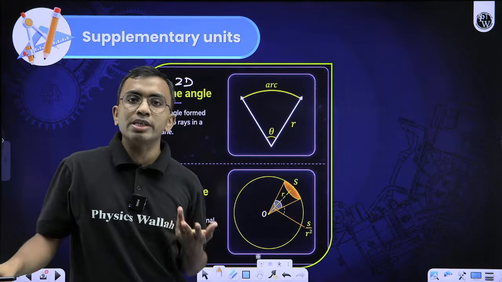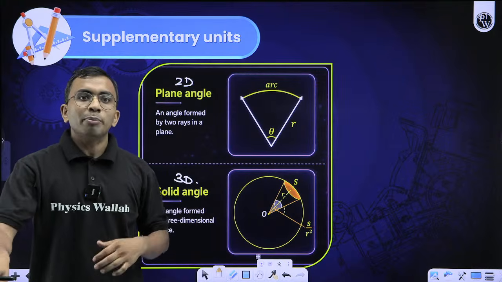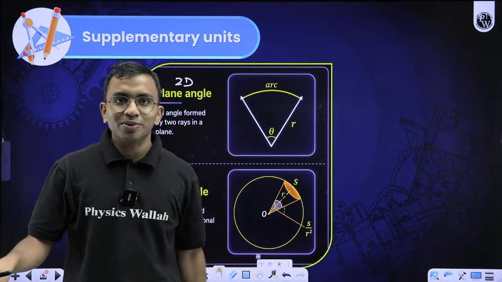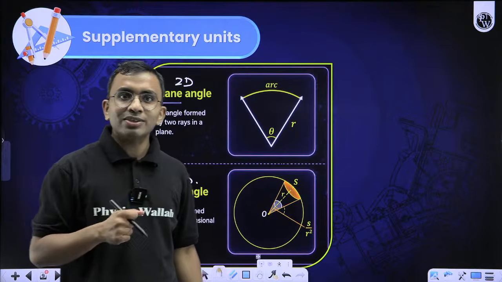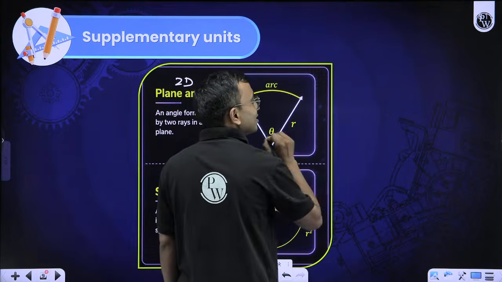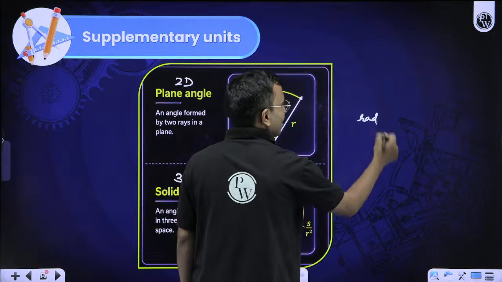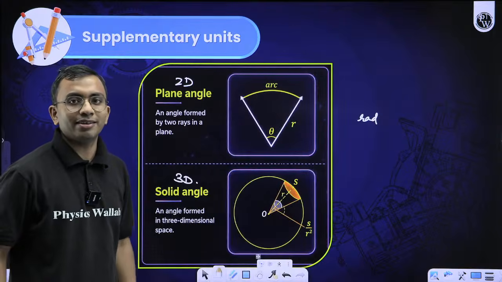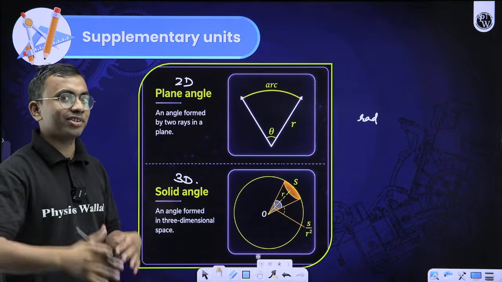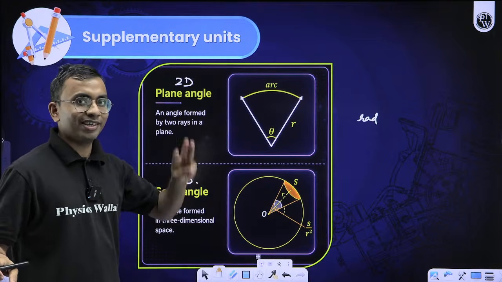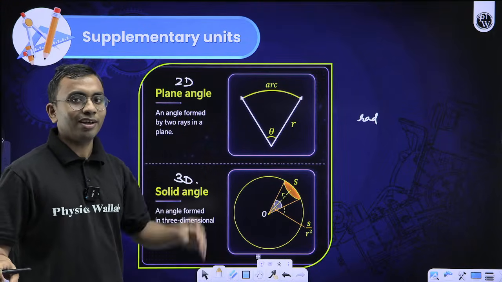You may say, sir, we use degree also. Yes, we use degrees also, but degree is not the SI unit. The SI unit is radian, which we denote with rad. Recently we learned circular motion. There we were using radian for theta, radian per second square for alpha, omega, like that.